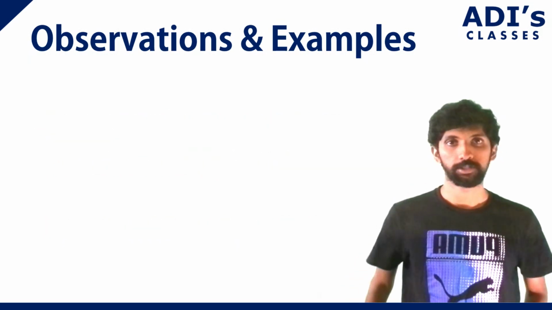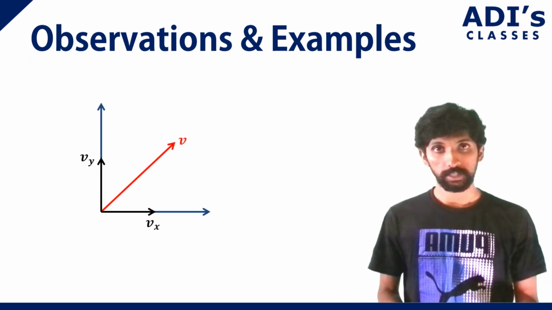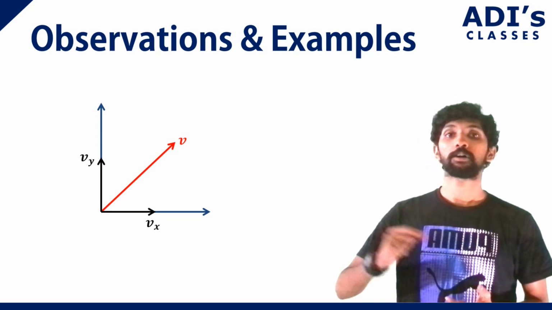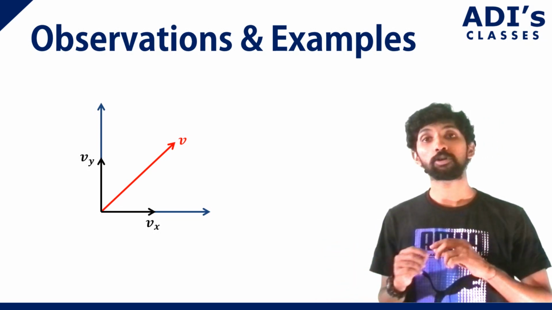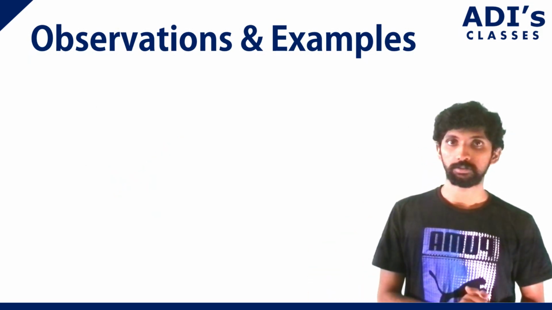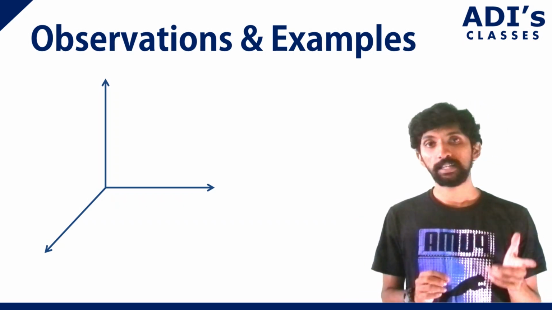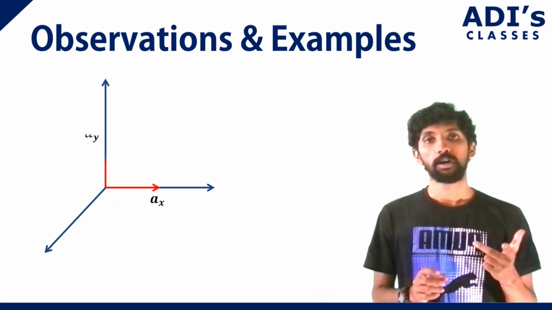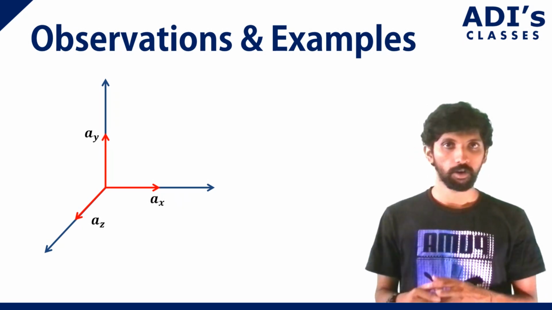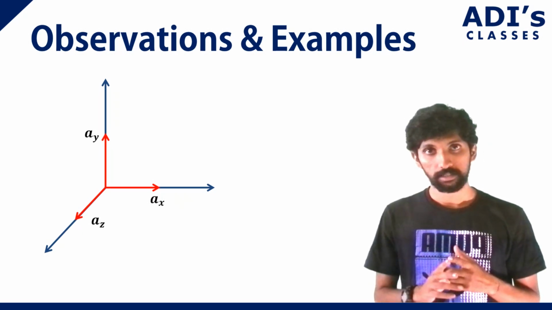Second observation. In the last chapter, when you were learning about velocity, remember we did resolution of vectors. Suppose you have a velocity, then you can split it into components. Now the same thing we'll do for acceleration also. We can split the acceleration into three components: one on the x-axis, one on the y-axis, one on the z-axis. Let's call them ax, ay, and az.